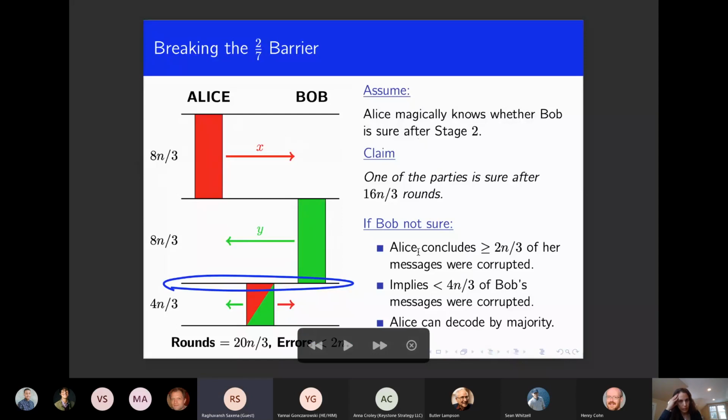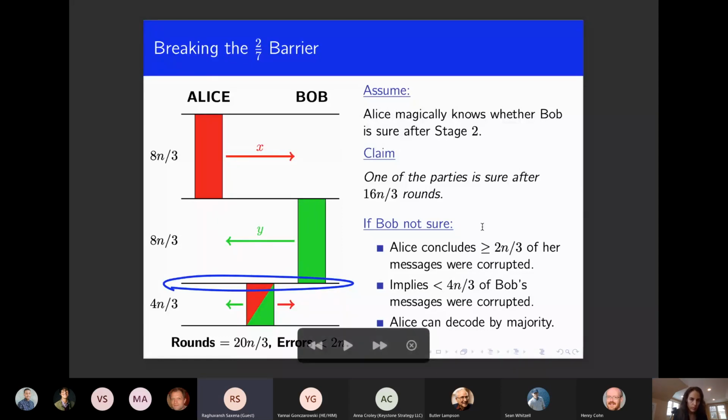Now, the budget of the adversary is less than 2n, and at least 2n/3 of that budget was spent from Alice to Bob, which means that Alice knows that less than 4n/3 messages from Bob to Alice were corrupted. This number is just 2n minus 2n/3. And now, because the total number of messages that she received from Bob is 8n/3 and less than 4n/3 messages were corrupted, she can decode by majority. She knows that the majority message is correct, and because she knows all of this, she can decode by majority and she can be sure of Bob's input.